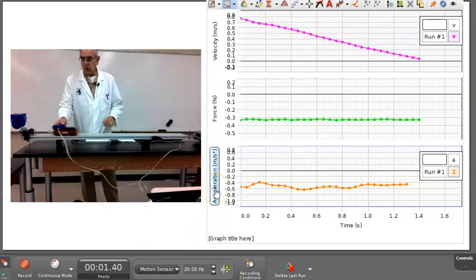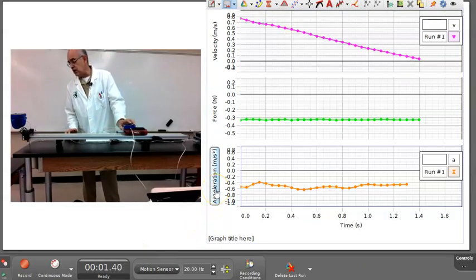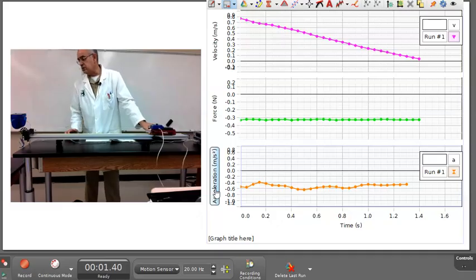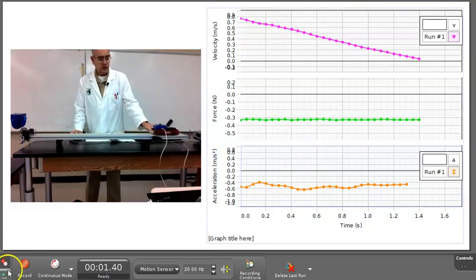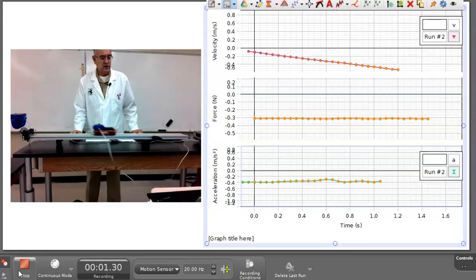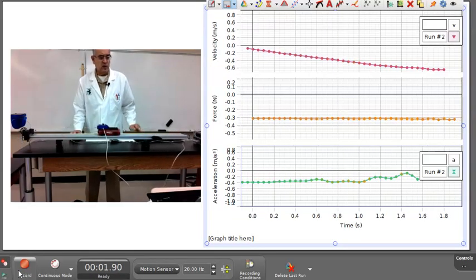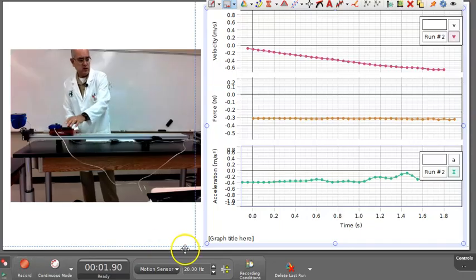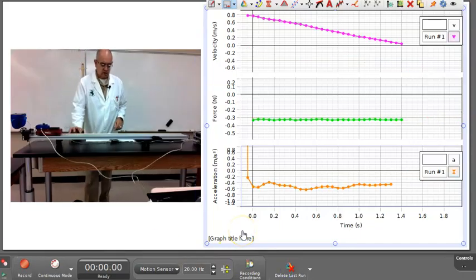So let's just check. We're just going to do a quick run here to check our start and stop conditions. I'll hit record. I release it. And it stopped recording when I wanted to. So let me go ahead and delete that run.